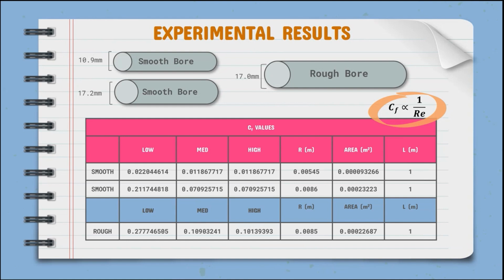Here we can see the values of the friction coefficients of both smooth and rough pipes, and as we can observe, moving from small to big diameters, the friction coefficient increases, while moving from low to high flow rates, the friction coefficient decreases. And this relationship is proved by the inversely proportional relationship between the friction coefficient and Reynolds number. So as Reynolds number increases, the friction coefficient will decrease.